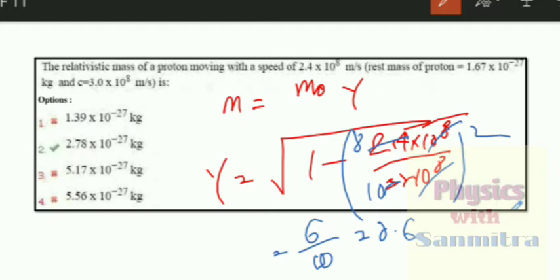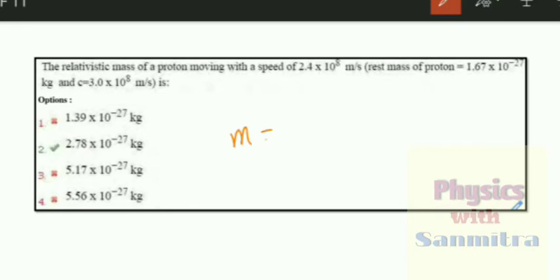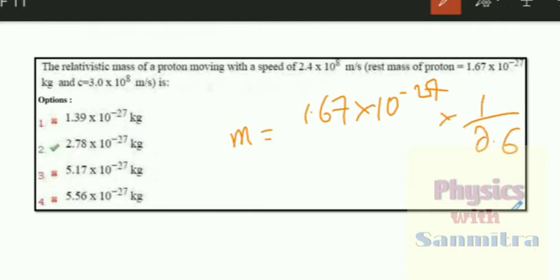The rest mass of the proton is given to be 1.67 into 10 to the power minus 27. For gamma it is 1 by root of this, so this is 1 by 0.6. Now we can write m equals m naught, 1.67 into 10 to the power minus 27, into 1 by 0.6. What is the value of gamma here? I will be getting 1.67 divided by 0.6, let's say 6 2s are 12, 4 7, 6 7s are 42.